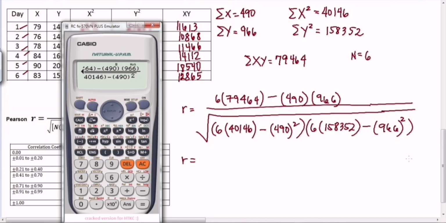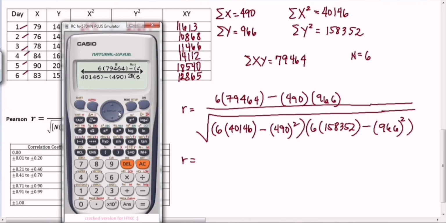Ayan. Tapos, dire-diretso, guys. So, open parenthesis ulit, and then 6, andito na tayo, and then open parenthesis, 158,352, and then close parenthesis, minus, open parenthesis, 966, and then close parenthesis, squared. Huwag kakalimutan yung parenthesis sa dulo na huli. Okay? So, pag equals ninyo, oh no, meron siyang pagkakamali.